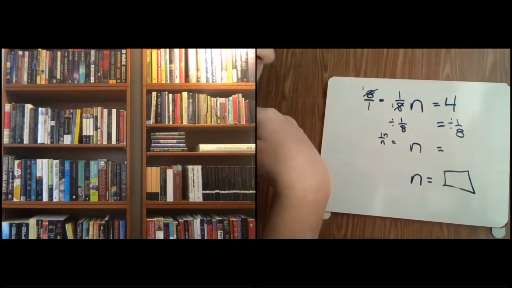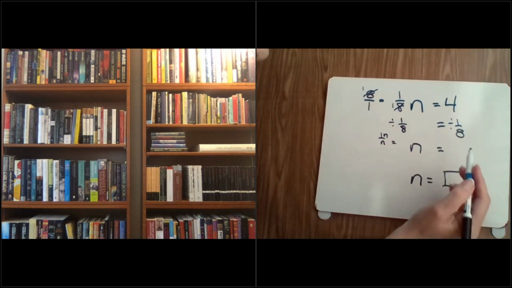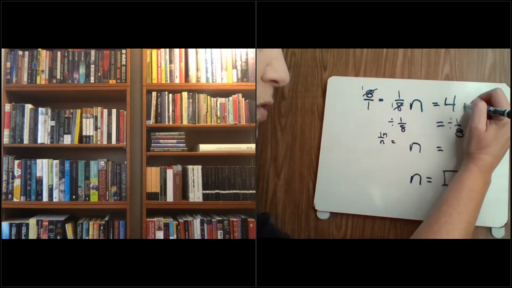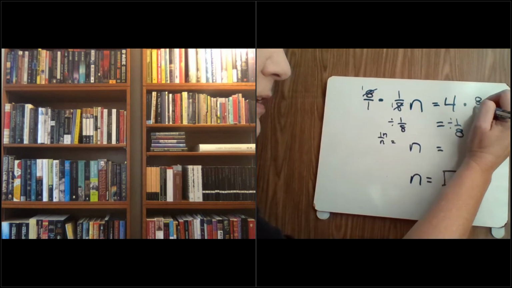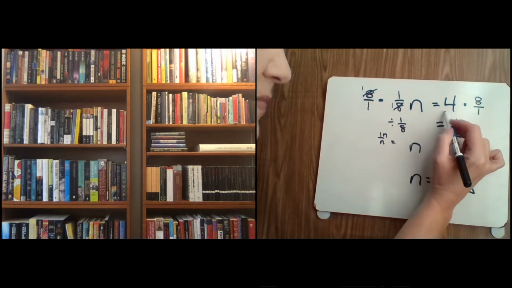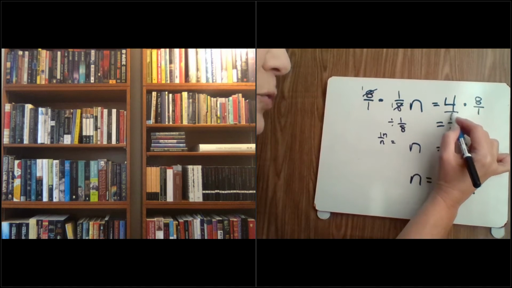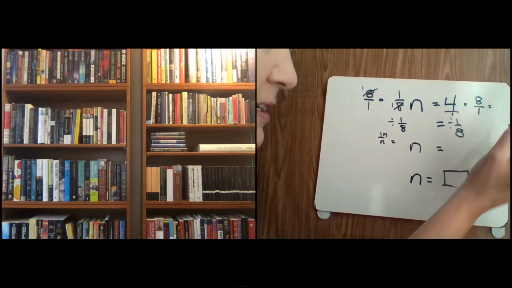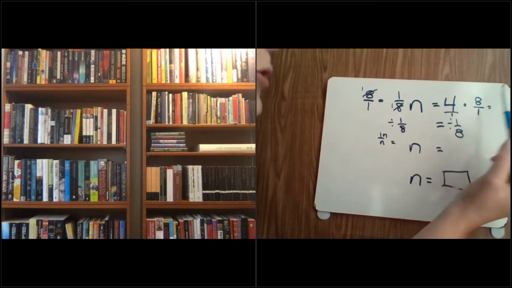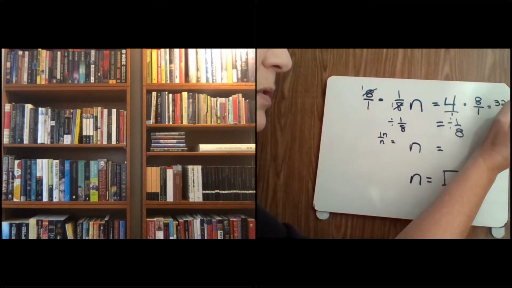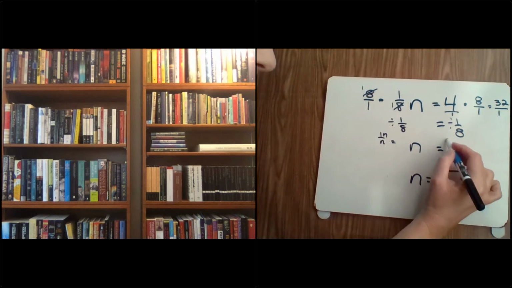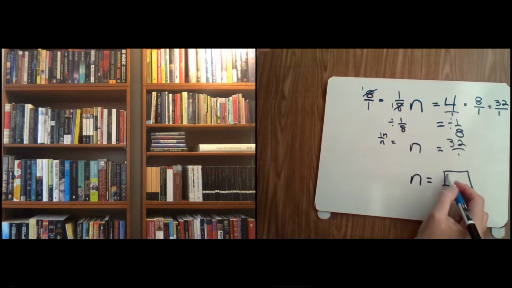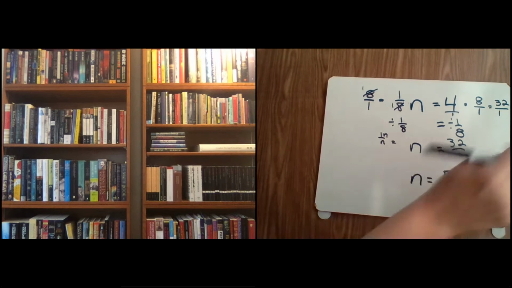But I still have to solve this side. 4 divided by 1/8. So I need to multiply by the reciprocal of 1/8, which is 8/1. I'm going to turn my 4 into a fraction because it'll make it easier to see how to do the multiplication. 4 times 8 equals 32. 1 times 1 is 1. Hopefully we know that 32/1 is the same thing as 32. Okay.